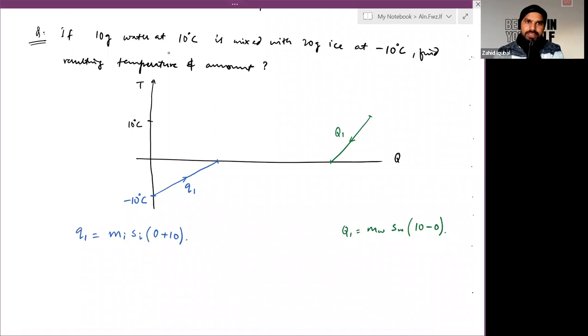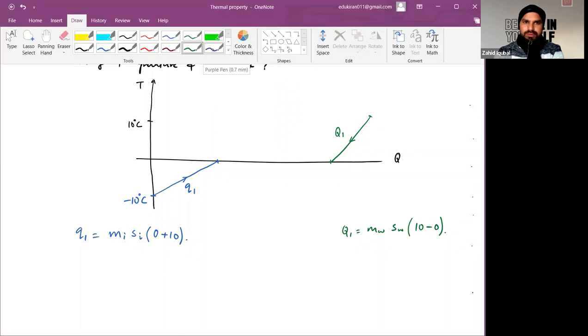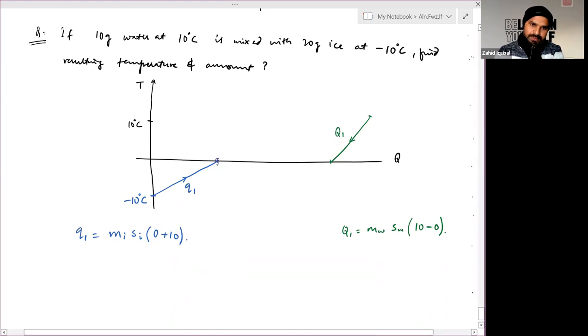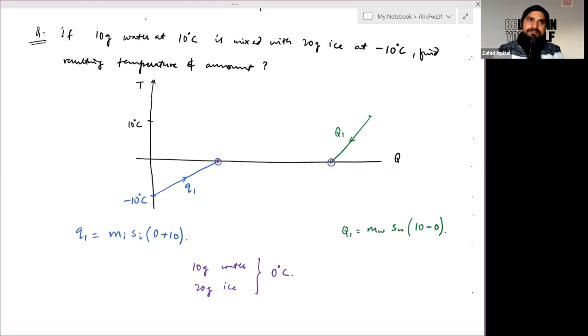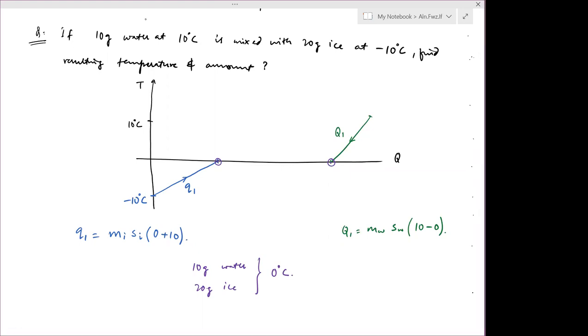So is there any change in state further? You will say no. Ice will tend to remain ice, but at 0 degrees Celsius, and water to remain water at 0 degrees Celsius. So finally, we can say we will have 10 gram water and 20 gram ice, and the temperature of both these parts in equilibrium will be 0 degrees Celsius. There will be no further change in temperature or change of state. Is it clear? Yes, sir. Okay, just write it down.